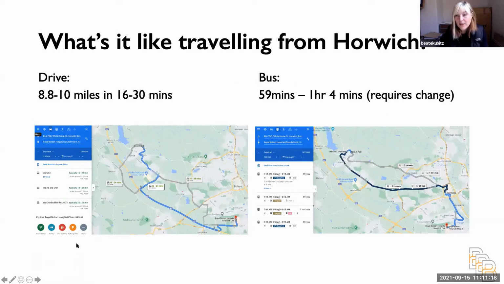if you're travelling to work in the centre of Bolton, you're looking at a 9 to 10 mile journey, which is quite a long journey. In a car, it's under 30 minutes. But on a bus, it's around about an hour. It requires a change, people get nervous about changes, and the journey times can be quite variable.